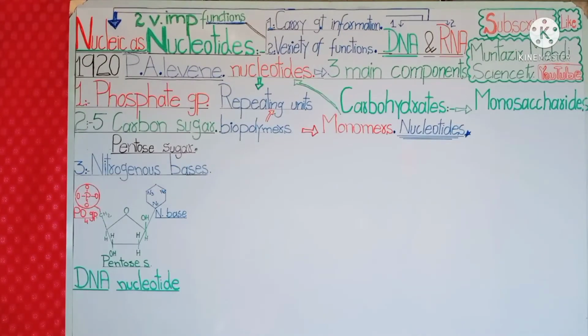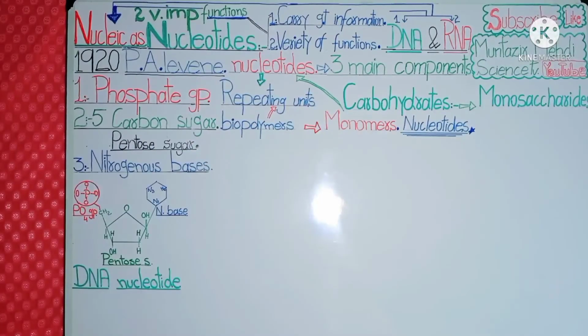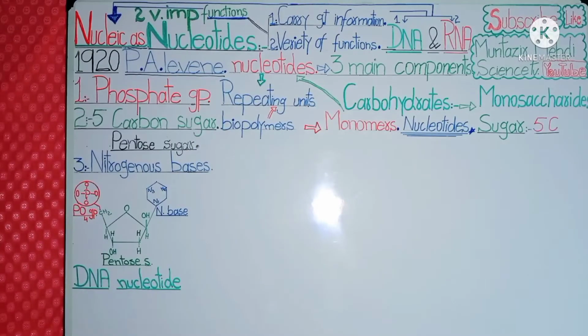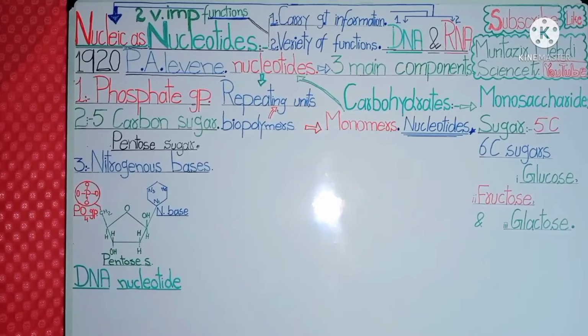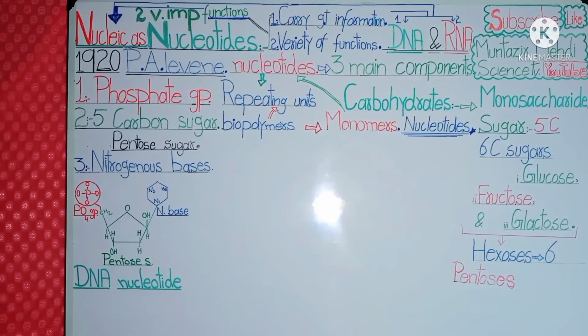To understand the complete structure of a nucleotide, firstly we try to imagine the structure of these groups one by one. The first component is the sugar. The sugar present in the nucleotide is a 5 carbon sugar. Some other types of sugars are also present in living organisms, among them 6 carbon sugars. Some important 6 carbon sugars are glucose, fructose and galactose. These 6 carbon sugars are called hexoses. The word hex means 6. Similarly, 5 carbon sugars are called pentoses. The word pent means 5.